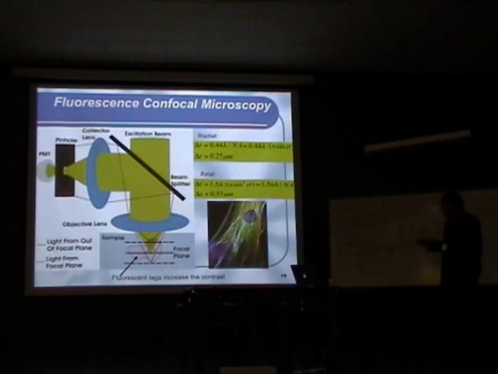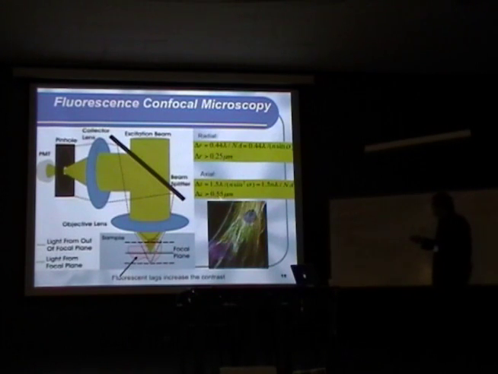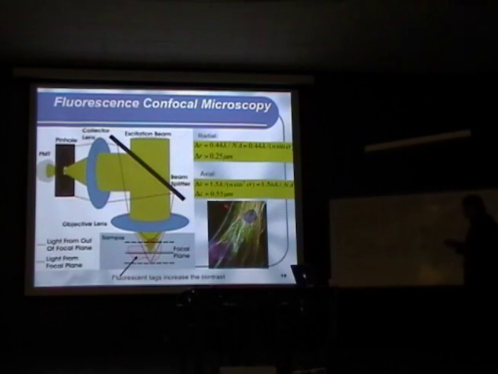The axial resolution is somewhat worse, but again, it can be submicron. For example, for 488 nanometers excitation, with all parameters of the microscope optimized, one can achieve about half a micrometer resolution in the axial direction.